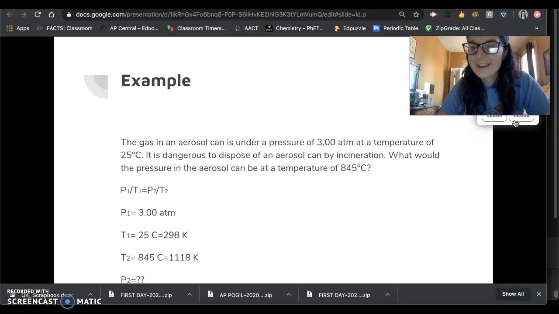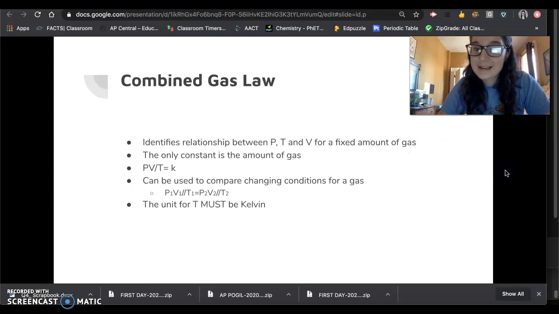Okay? Next, we're going to be talking about the combined gas law. This combines Gay-Lussac's, Charles', and Boyle's law all together. We're comparing pressure, temperature, and volume for a fixed amount of gas. Amount means the number of moles, number of molecules, number of atoms of gas. So the only constant that we have is the number of moles or molecules or atoms of that gas. Everything else could change, and we could compare those to solve a given problem using this combined gas law: P1 V1 over T1 equals P2 V2 over T2. So really we just combined all three of those into one equation.